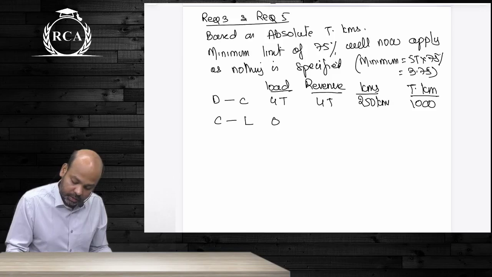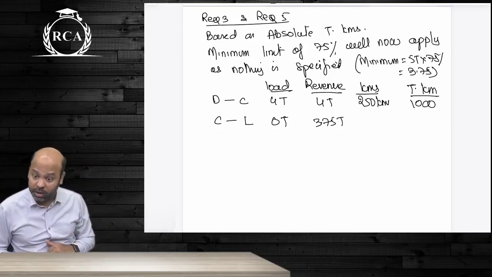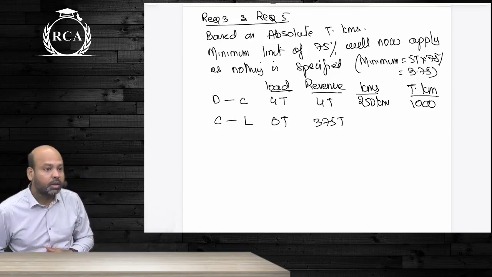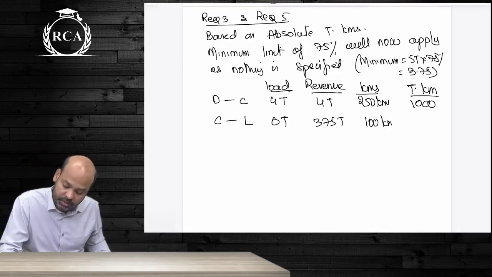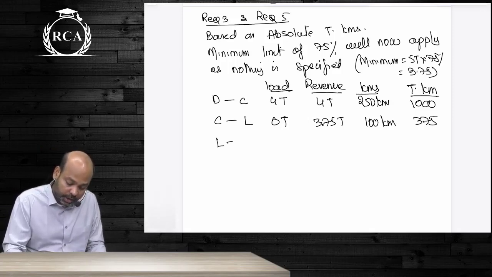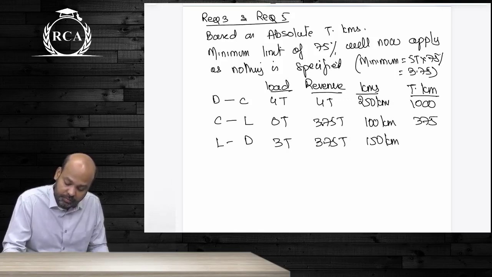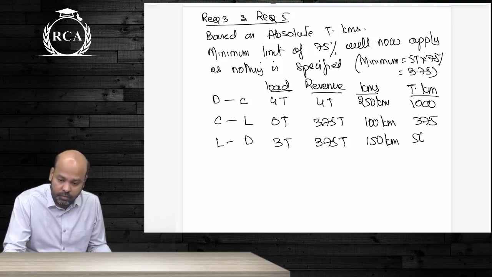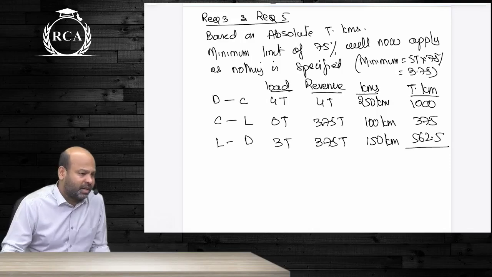Chandigarh to Ludhiana, 0 tons. Revenue will now be for 3.75 tons. It changes the whole game. This is absolute ton kilometers. Are you understanding this, guys? Distance covered, 100 kilometers, 375. Ludhiana to Delhi, guys, 3 tons. Revenue will now be for 3.75 tons, 150 kilometers. 562.5 total, guys. 0.5 लिखो ना, into 90 days करने वाले ना वापस.